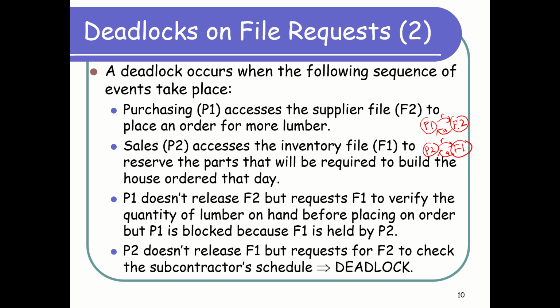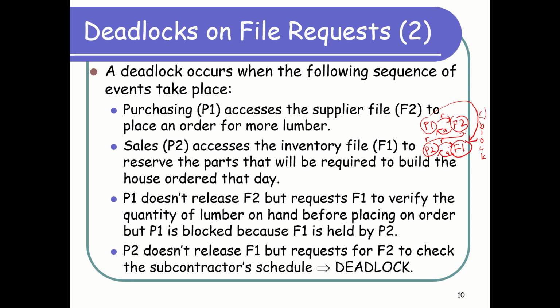While P1 is allocated F2, P1 also tries to access F1 to verify the quantity of lumber on hand before placing an order, but P1 is blocked. It is blocked because F1 is serving P2 and P2 hasn't yet released F1. And P2, at the same time, requests F2 to check the subcontractor's schedule.